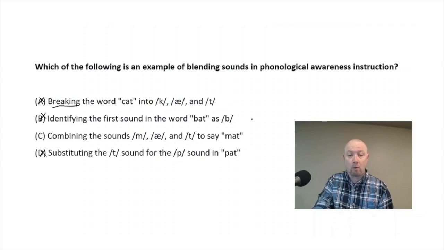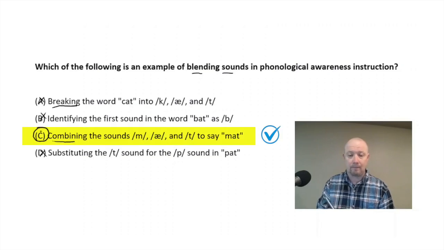So what we're looking for when we're talking about blending sounds, we're talking about combining. All right, so the example they give is the word mat with the M sound, the A sound, and the T. So the correct answer here is C.